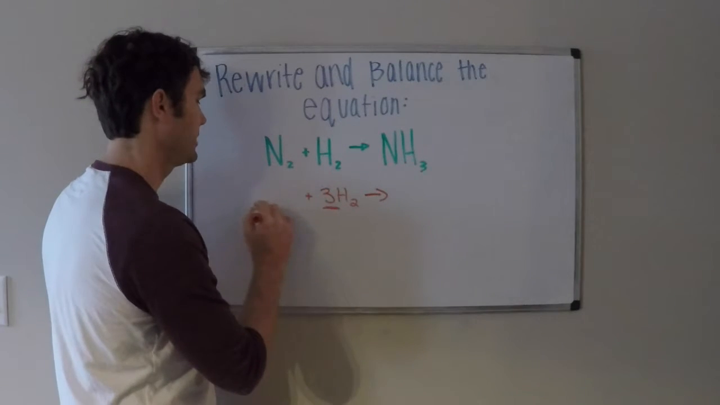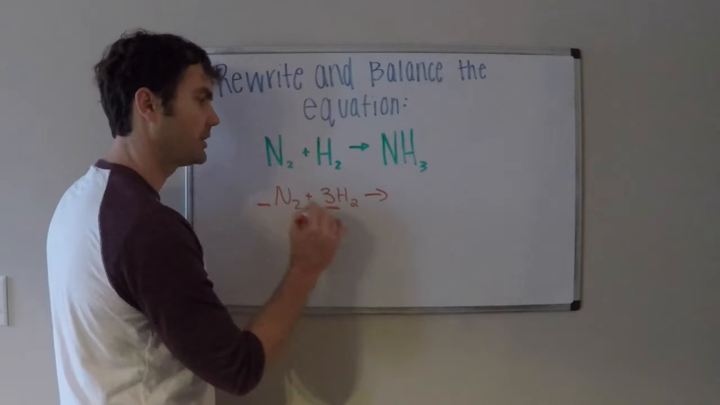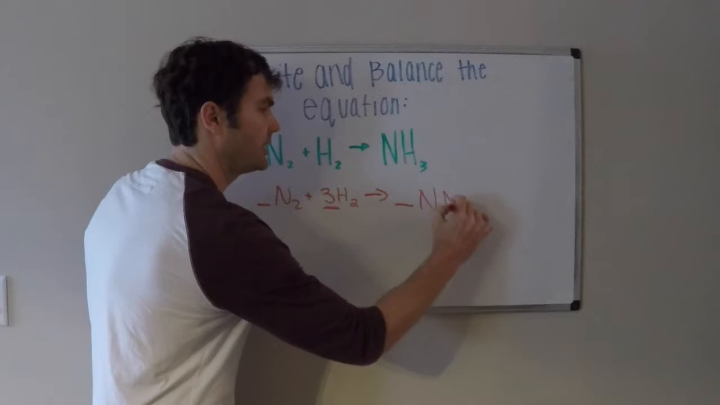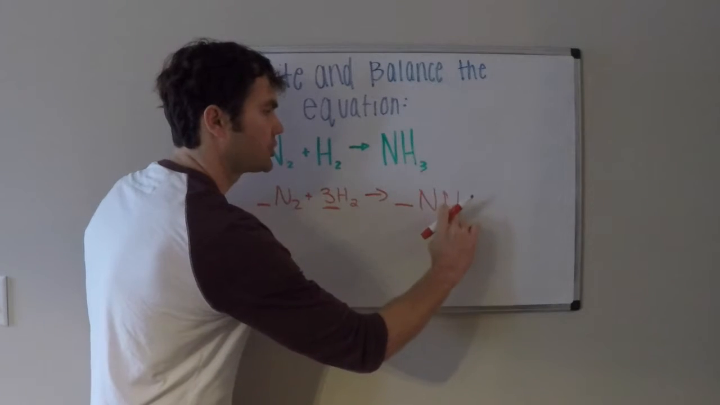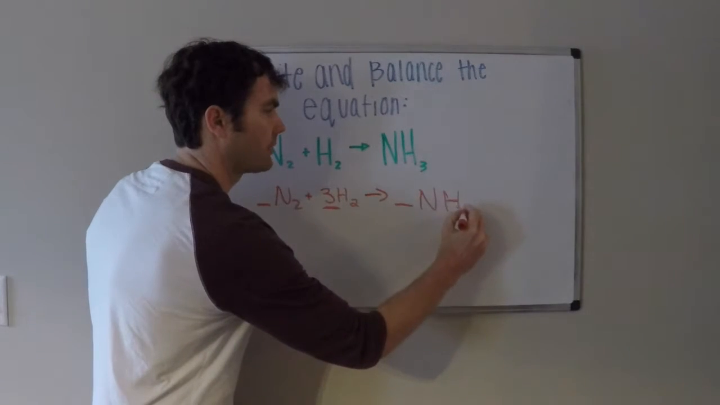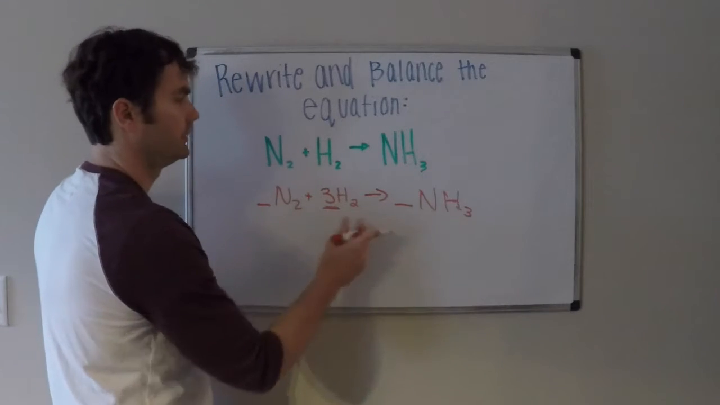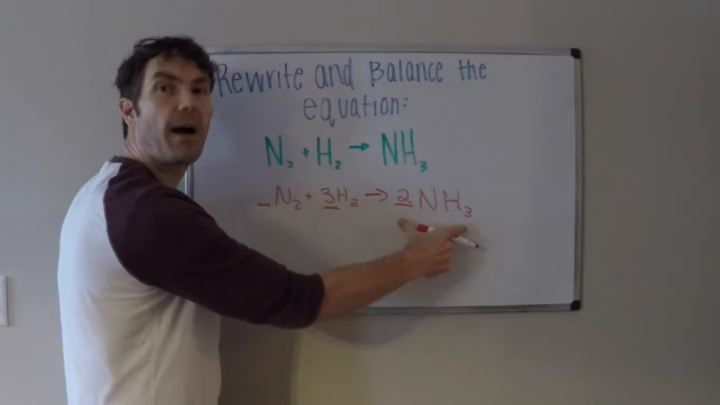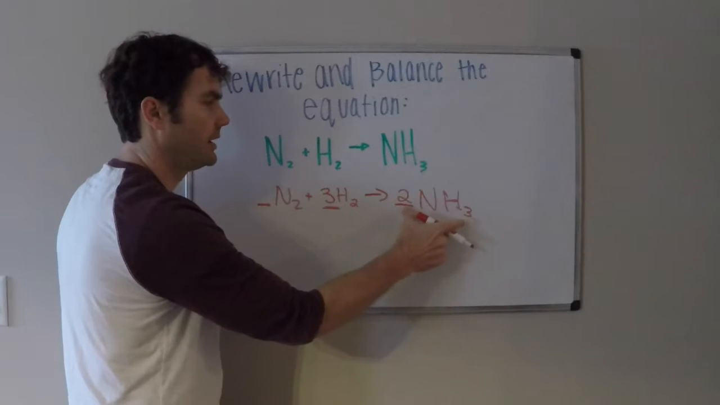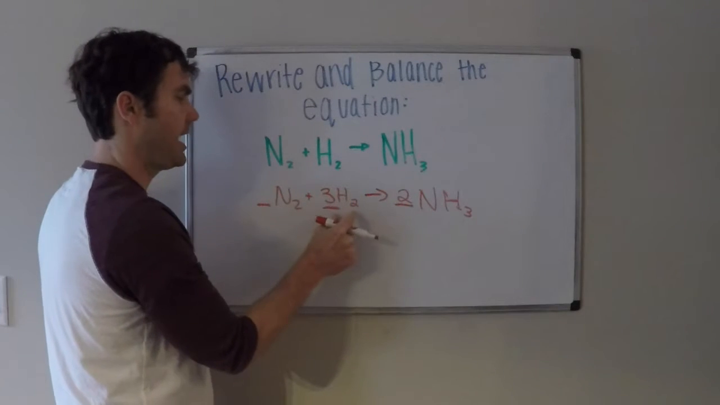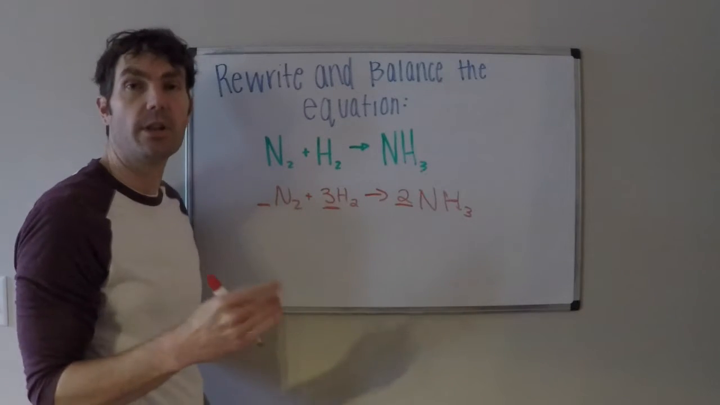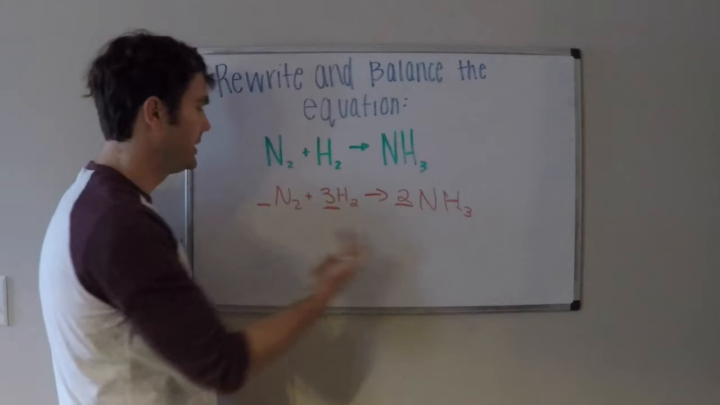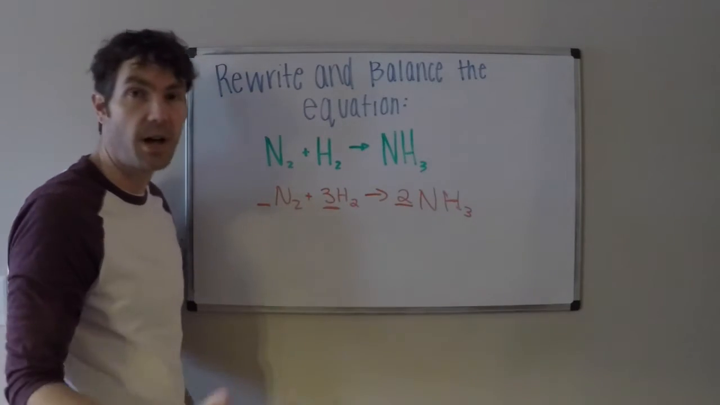So I've got some number of N2s over here that we haven't figured out yet, and some number of NH3. Now, obviously to get the H3 here, I need 2 of those. So now my hydrogens are balanced. I've got 6 hydrogens here and 6 hydrogens here. So let's check the nitrogens. I've got 2 nitrogens here and 2 nitrogens here, so I'm done.